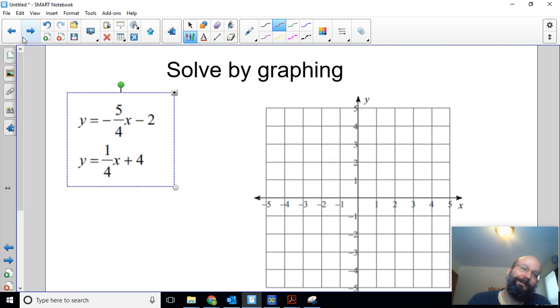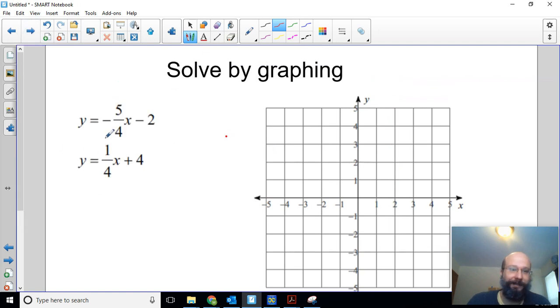All right, this one is going to be the last one. So start at negative 2, negative slope, so it goes this way. So I can go over 4 and up 5. 1, 2, 3, 4. 1, 2, 3, 4, 5. Only that point fits.